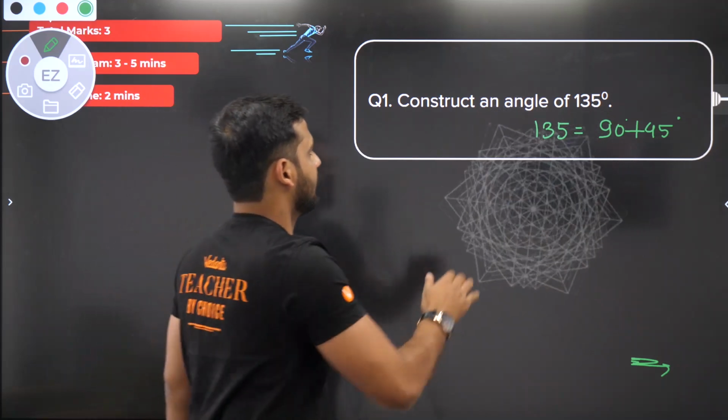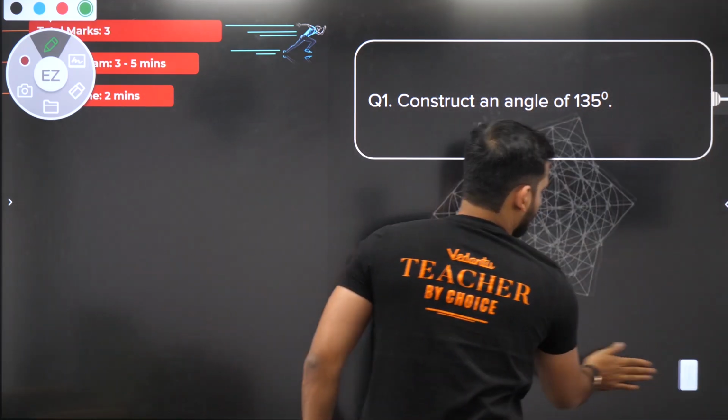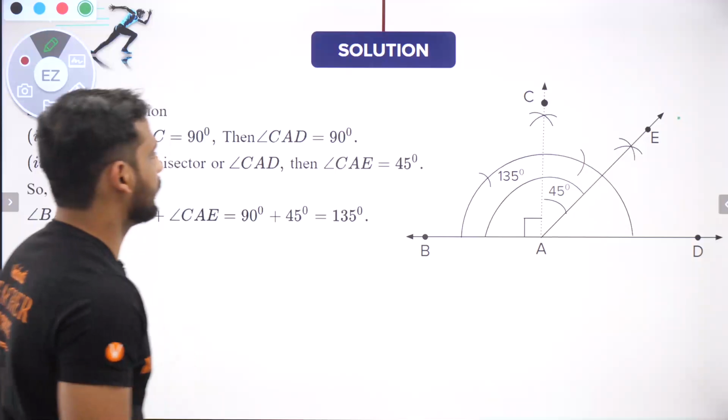So this was your first construction: construct an angle of 135 degree. Let's move to the next question.